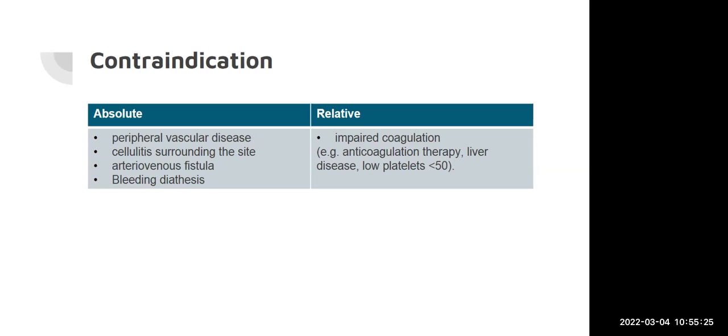For contraindications of ABG, we have to take precautions. We should not perform ABG in patients with peripheral vascular disease, if the patient has cellulitis surrounding the arterial site, if the patient has an arteriovenous fistula, and if the patient is in a bleeding condition. So these are the absolute contraindications. The relative contraindications are if the patient has an impaired coagulation profile, is on anticoagulation therapy, or in other conditions. Next.